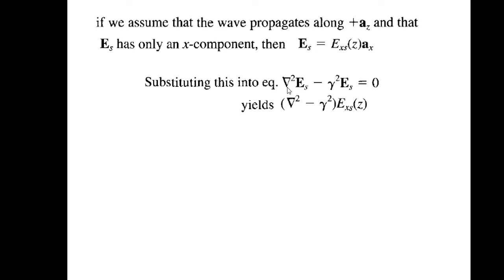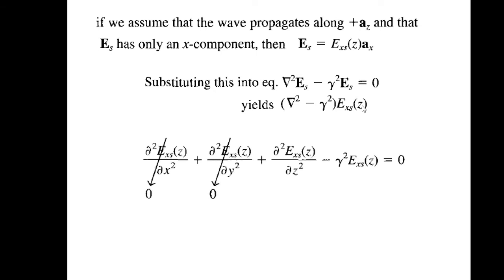And this was the main vector wave equation, or Helmholtz equation, which we derived in the last video. So del square Es minus gamma square Es is equal to 0, or del square minus gamma square into Exs(z) equals 0. Here we know that Exs is a function of z, so dou square by dou x square and dou square by dou y square will be 0. So del square is modified to dou square by dou z square, and we get dou square Exs(z) by dou z square minus gamma square Exs(z) is equal to 0.